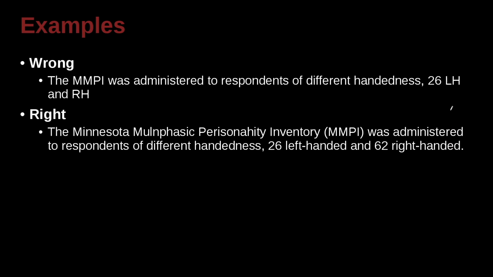The MMPI was administered to respondents of different handedness, 26 LH and RH. Now, I'm going to guess that LH means left hand and RH means right hand. And we also have this MMPI. If we did not have this MMPI earlier in the paper, if this is the first time, then we need to write MMPI out and then write the abbreviation here. And then for right-handed and left-handed, we write out the whole word, and because it's a compound word and we're having one group that is left-handed, one group that is right-handed, we can go ahead and use the hyphen. In fact, if you check the dictionary, this is acceptable usage for right-handed and left-handed.